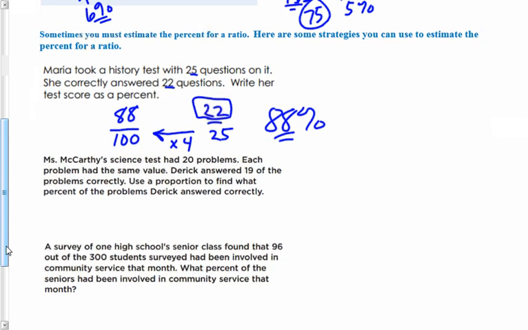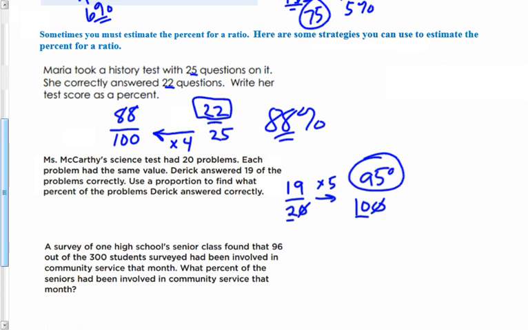This McCarthy science test had 20 problems. Each problem had the same value. Derek answered 19 of the problems correctly, so he got 19 out of 20. Now remember, we want to think about what this would be out of 100. And notice that if you don't know how many times 20 goes into 100, just eliminate a 0 for a second and think about how many times 2 goes into 10, and that's 5, right? So 20 goes into 100 the same amount of times. So we need to take 19 times 5. Well, 20 times 5 is 100, so 19 times 5 is just 5 less than that, which would be 95 out of 100, or 95%.